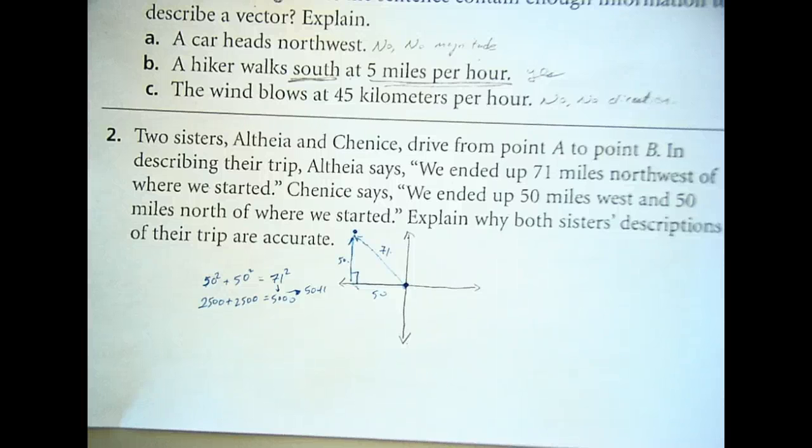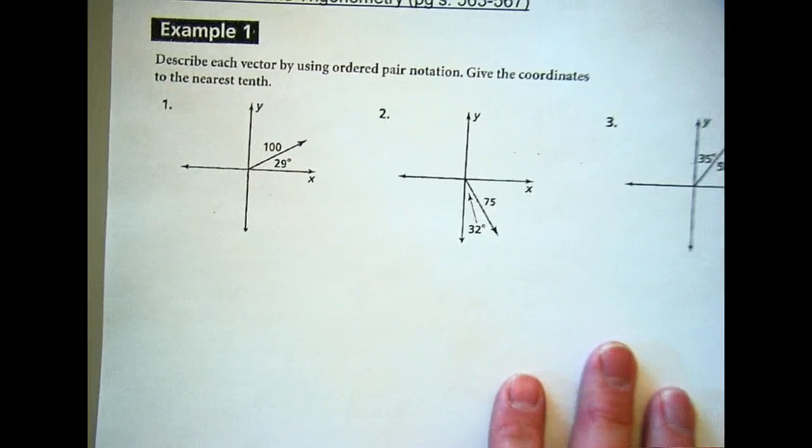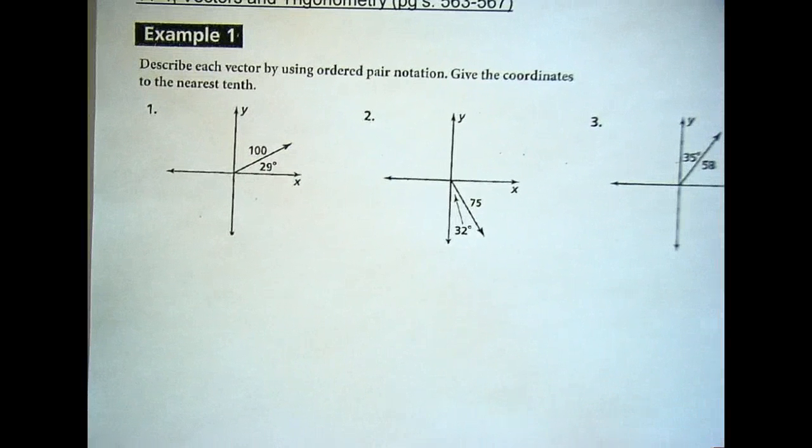How many have studied vectors before? Oh, good. So we're good. Well, then let's look at our assignment. Here we go. Example side. Describe each vector by using ordered pair notation. Give the coordinates to the nearest 10.